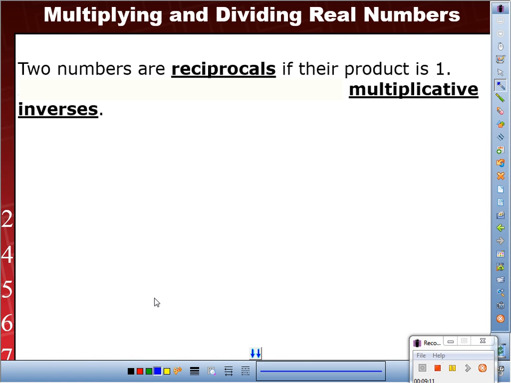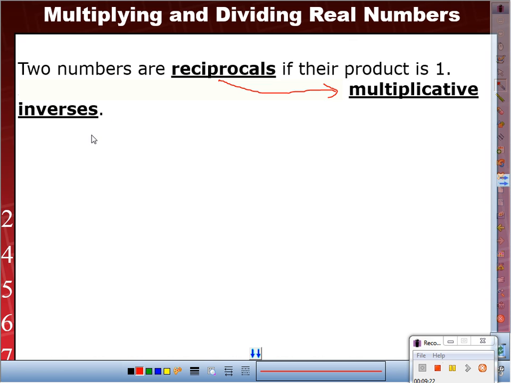Then I want you to draw an arrow coming out from reciprocals and write somewhere on your paper this term, multiplicative inverses. So what does that mean? Reciprocals are also known as multiplicative inverses. Reciprocals are multiplicative inverses.